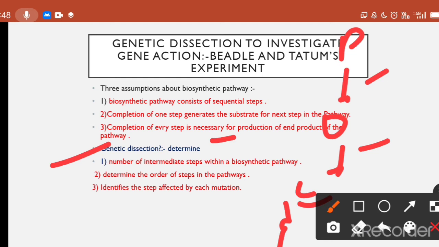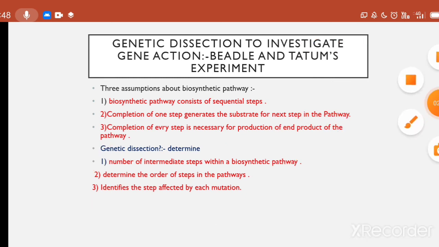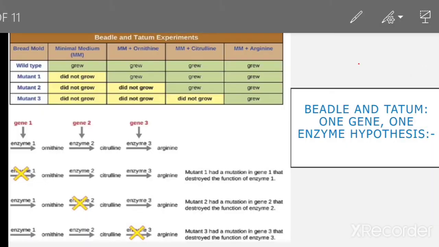So we get to know about intermediate steps and determine the order of steps in the pathway. What is the order? What is the first substrate, and then the second substrate, and then the third substrate? For example, here, precursor, then first is ornithine, second is citrulline, and last one is arginine, and identify the step that is affected by each mutation as we have discussed in this chart.